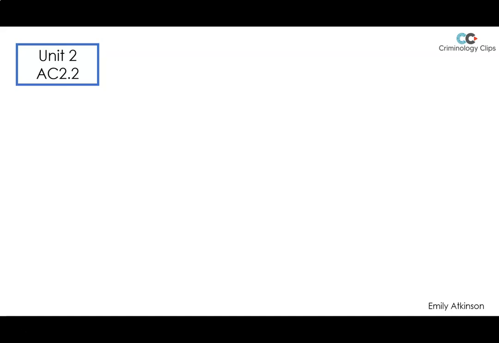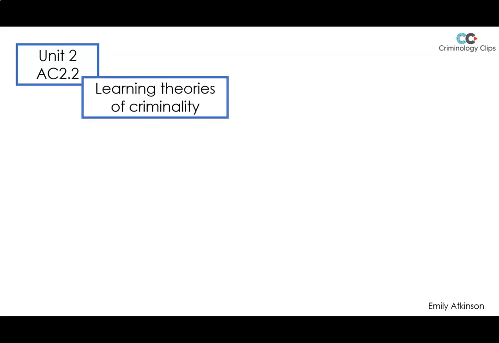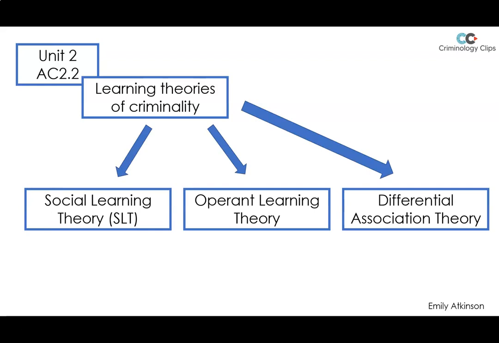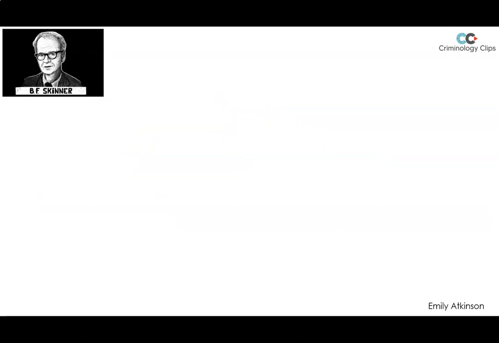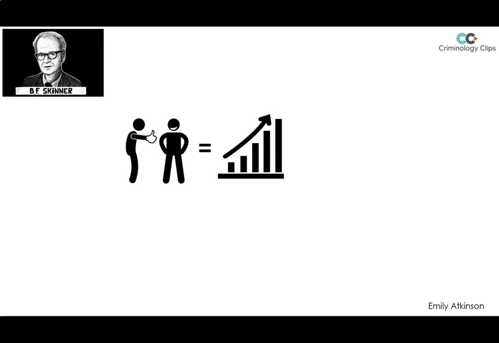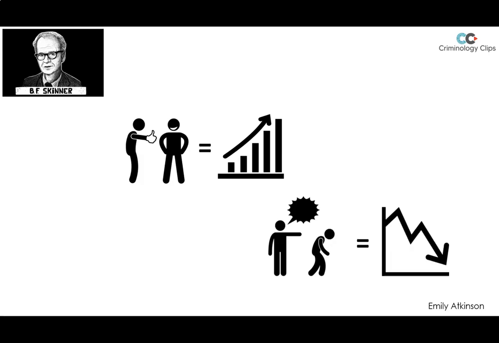So today we're going to be focusing on Unit 2, AC2.2, the learning theories of criminality. We know we've got to learn 3, but for today we're going to be focusing on operant learning theory. Now, B.F. Skinner is your main man of operant learning theory, but his work was based on Thorndike's law of effect. According to this principle, behaviour that has pleasant consequences is likely to be repeated, and behaviour that has unpleasant consequences is less likely to be repeated.